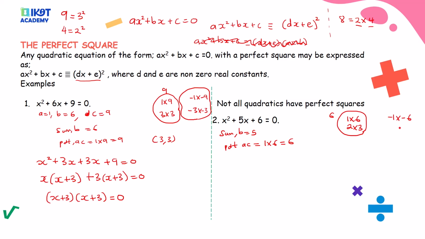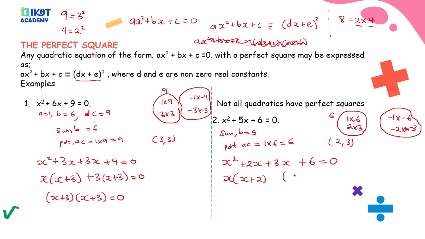But we said we always have to also include the negative factors. So we get which of these, when you multiply gives you 6, when you add gives you 5. We see it's 2, 3. So we come and say this is x squared plus 2x plus 3x plus 6 is equals to 0. So we start factorizing. This is x plus 2, include this x plus 2, we have plus 3 is equals to 0.